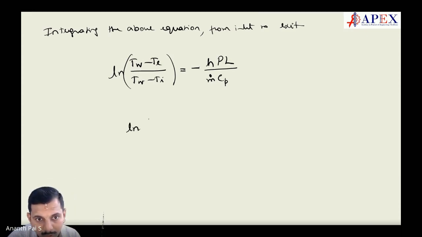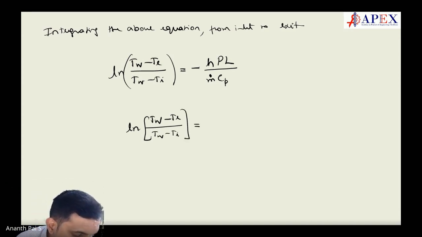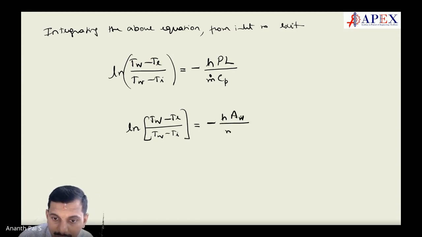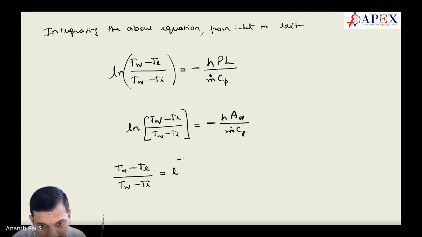So what you can write, log of Tw minus Te divided by Tw minus Ti is equal to minus of H A surface or A wall divided by M dot C. This we are going to use in heat exchanger design. Or I can say Tw minus Te divided by Tw minus Ti is equal to exponential e power minus of HA wall divided by M dot C.